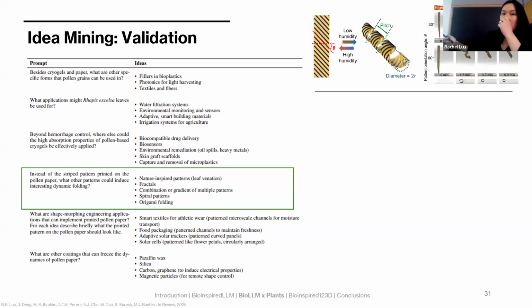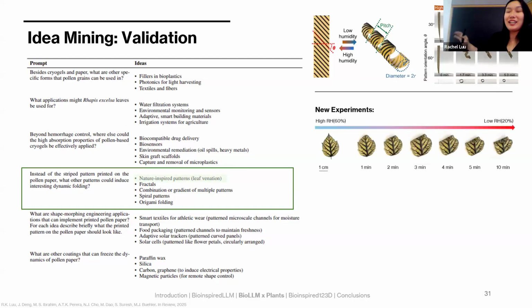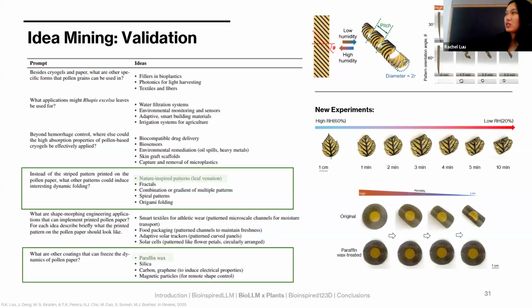One of the ideas that the model came up with was to print a nature-inspired pattern, like leaf venation. So our experimentalists went to the lab, got busy, and created that for us. And simultaneously, another one here is this mechanical behavior coding prediction, where we're asking the model for a coating that could freeze the dynamics of pollen paper. In this case, it predicted paraffin wax, which our collaborators were able to, again, experimentally validate.